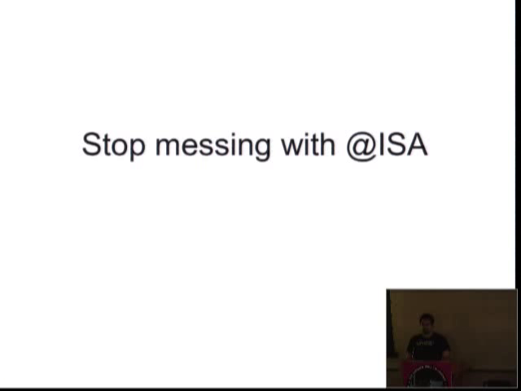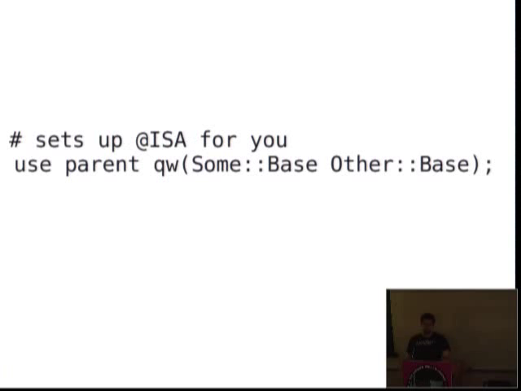Parent. So when I'm writing a module and I need some inheritance, I use parent instead of ISA these days. Why? Because it means I don't have to require the module and then stuff it into ISA, and I just feel like it's a bit more declarative. So instead of ISA, you use parent, some base, other base. You can have multiple ones on there to describe what the parent classes of your current package are.